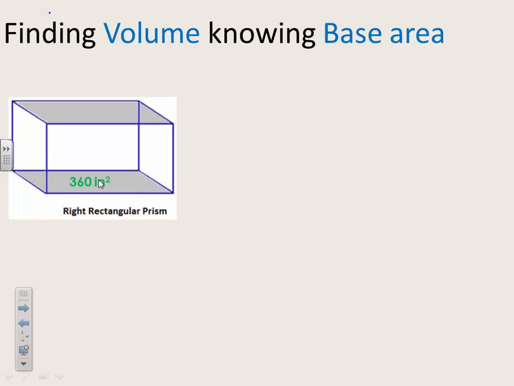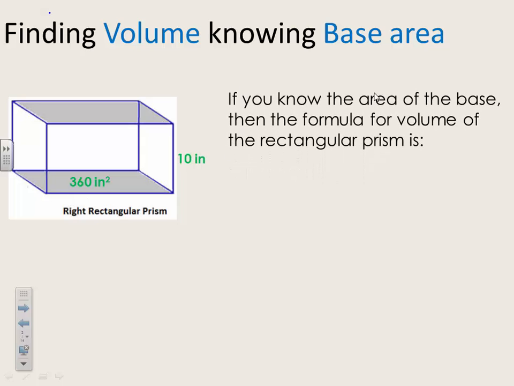So we know the base area is 360 inches squared. So it's inches squared because it's two-dimensional. We know that flat part of the shape. And we know the height is 10 inches. So if that's the case, we know the area of the base, then the formula for volume of a rectangular prism is what we just said. Capital B stands for the area of the base times the height.